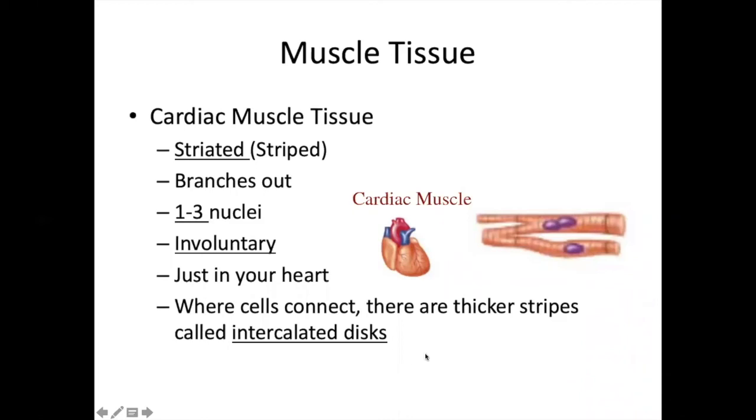And where these cells connect to each other, you can see here there are some thicker stripes. Those are important. Those are called intercalated discs. Let's say that again slowly.